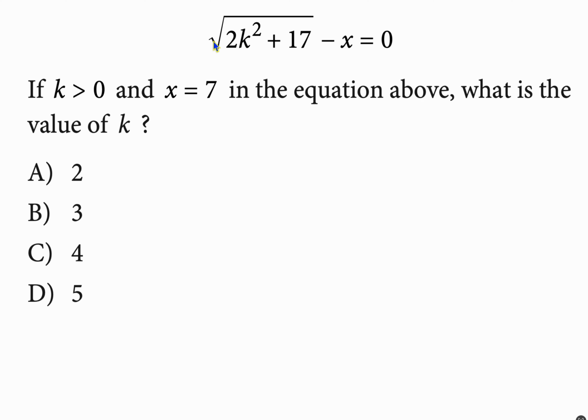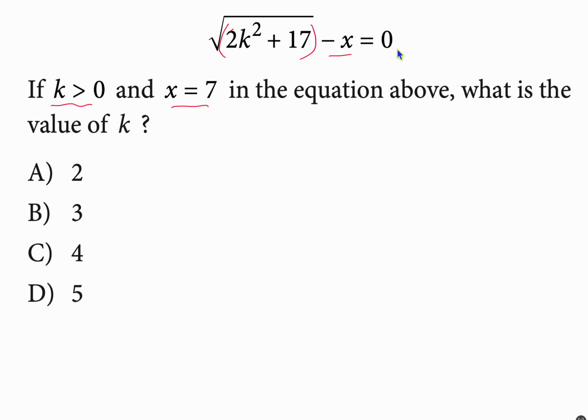So the problem is the square root of 2k squared plus 17 minus x equals 0. As you can see here, the square root is part of this clause right here, the square root of 2k squared plus 17. The negative x is outside of the square root, and then you have equals 0, right? The whole thing equals 0.